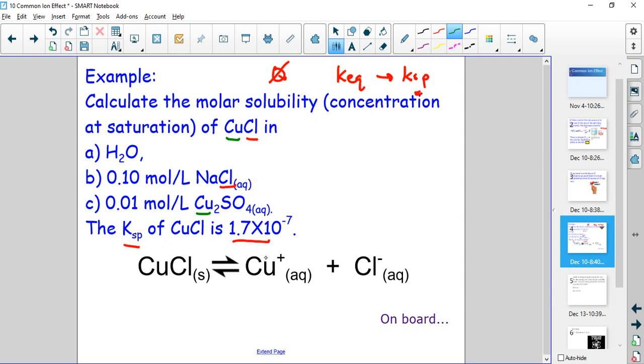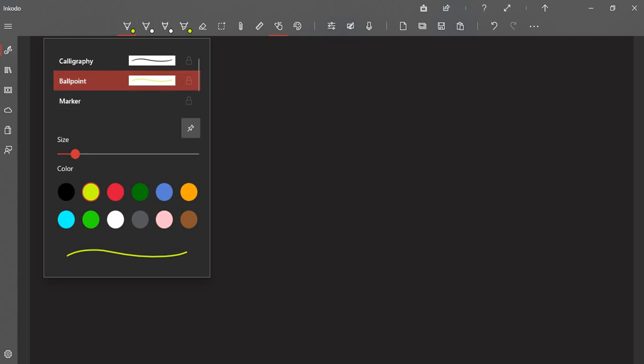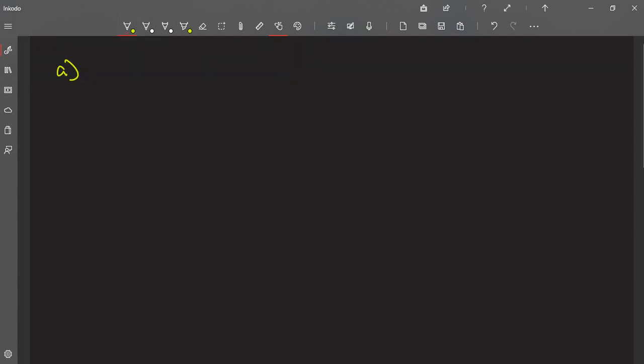I'm going to switch screens now so we can start to solve this. Okay, so beginning with A. All right, let's rewrite our dissociation. Copper 1 chloride.